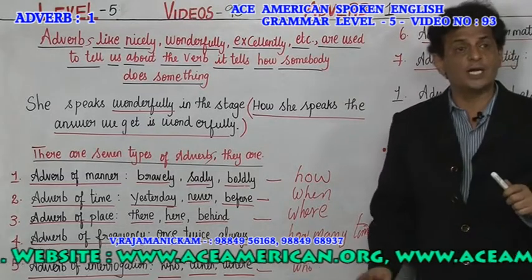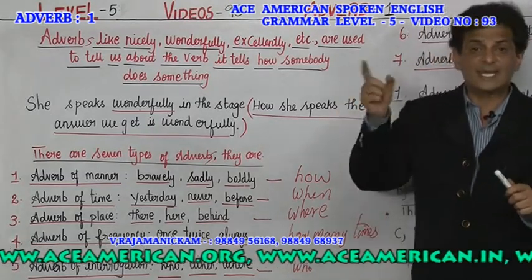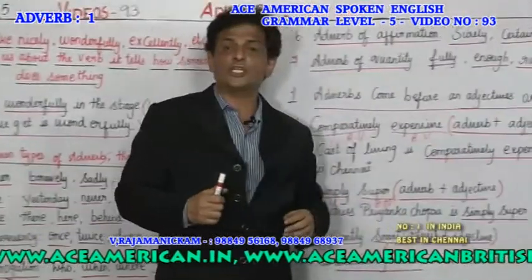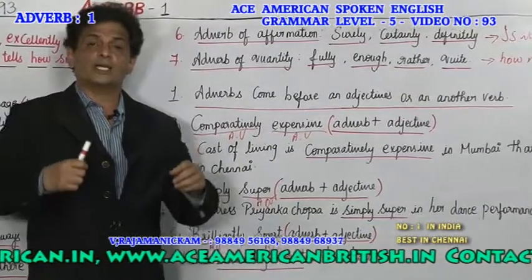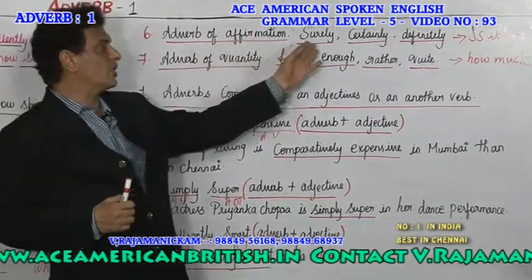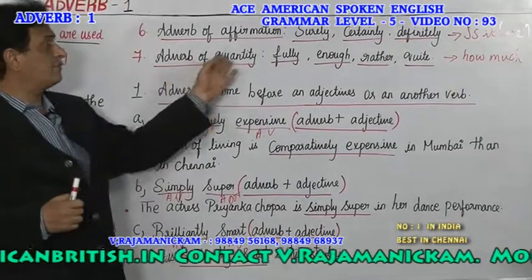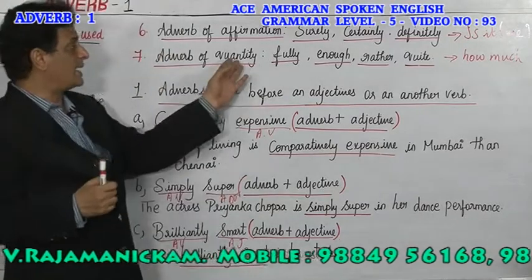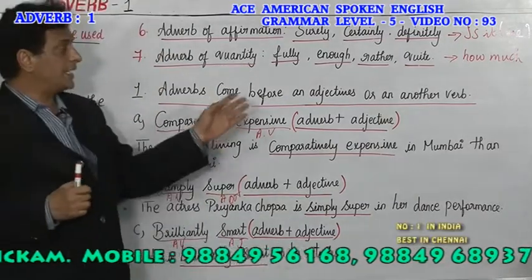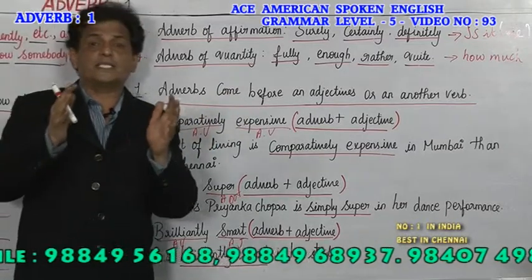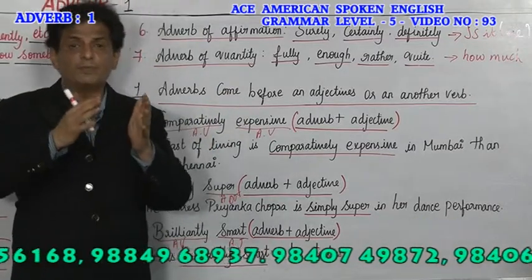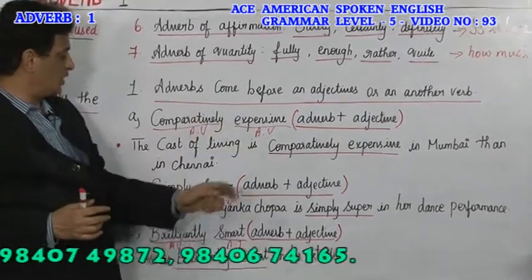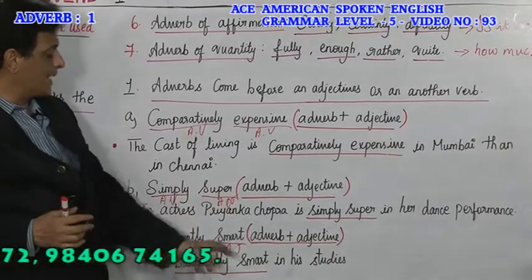You ask a question to the verb, and is there any question in that? That is called adverb of interrogation. Then adverb of affirmation. Is it sure? Is it true? Can you confirm it? The answer you get is called adverb of affirmation. And adverb of quantity. How much has the action taken place? The answer you get is called adverb of quantity. When adverbs and adjectives combine together, the adverb is used before the adjective. For example, comparatively expensive, simply super, brilliantly smart.